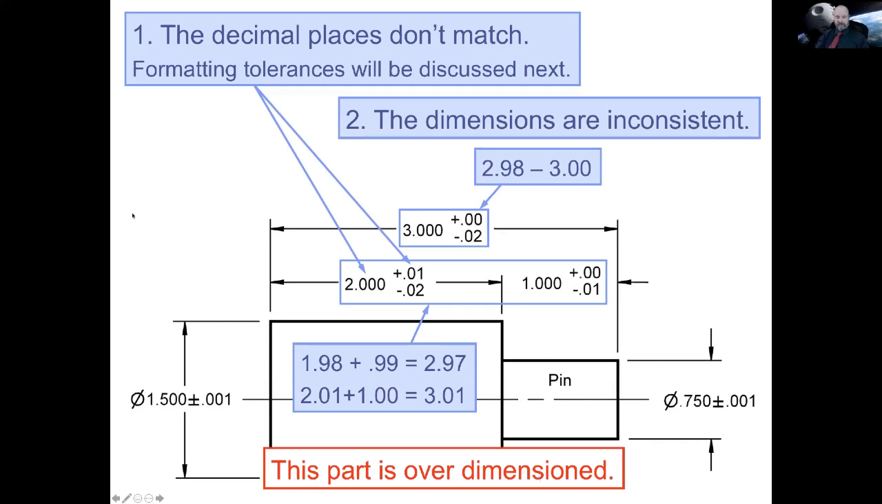Let's take a look at it. Well, the dimension decimals don't match. The dimensions are inconsistent, so this range here is not consistent with this range plus this range, right? So here we're saying plus or minus a different range than if you take a look at the variation allowed when you accumulate these two tolerances here. That's different than this tolerance there.